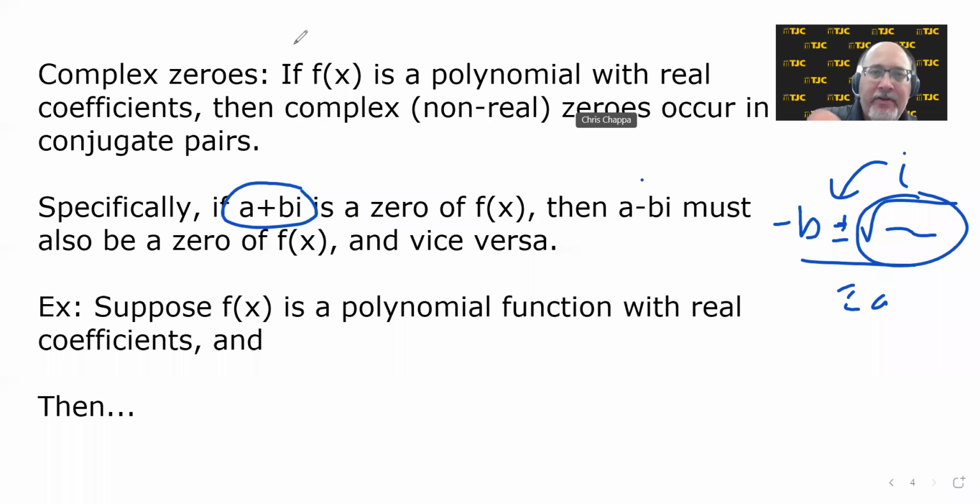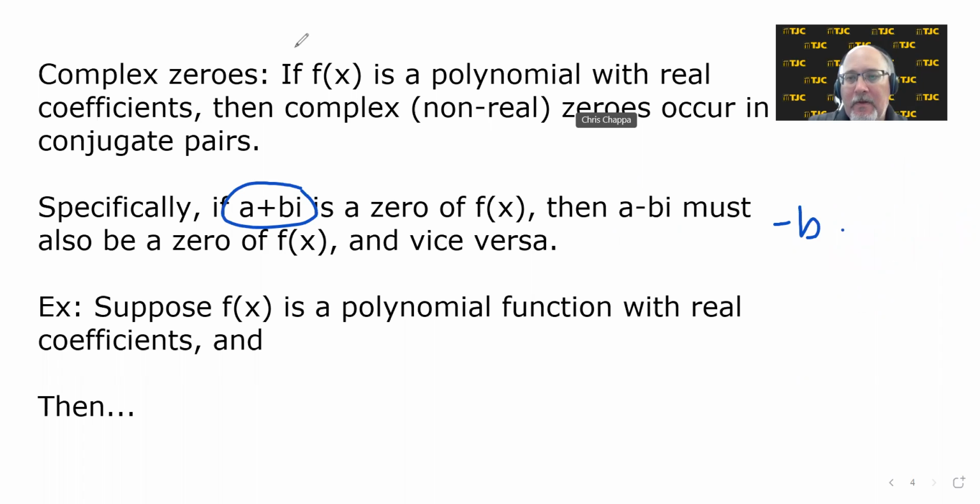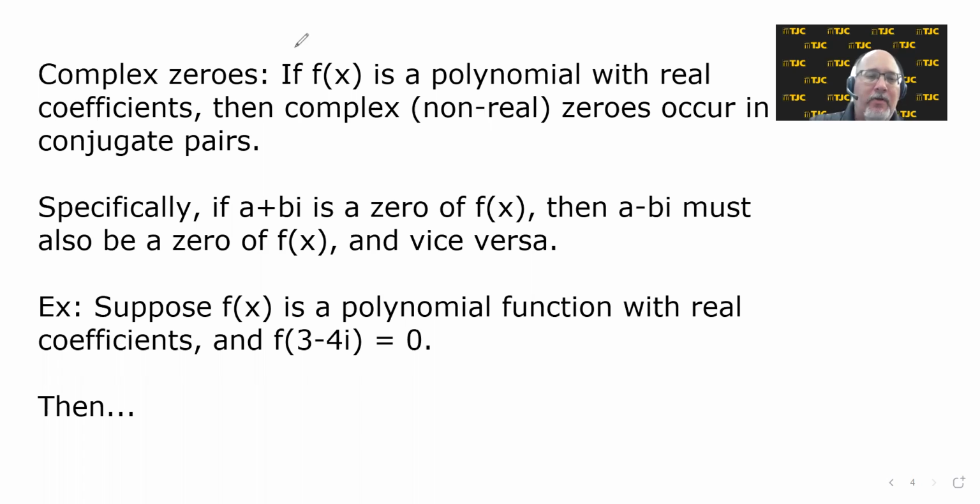That's all this is saying, is that if you have something with an i with a plus in front, then the same solution with a minus in front must be a 0 as well. For example, suppose f of x is a polynomial function with real coefficients, and when we put 3 minus 4i into the function, it comes out 0. Well, what else has to make it equal to 0? 3 plus 4i. So all that's saying is that, to put it loosely, ugly answers occur in pairs.